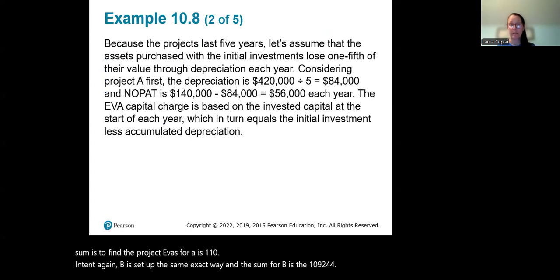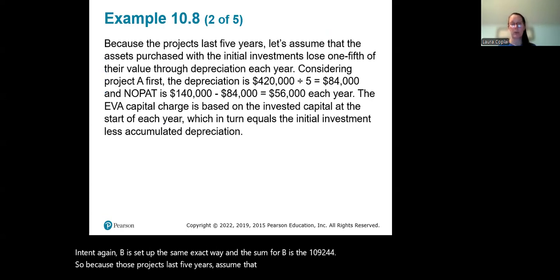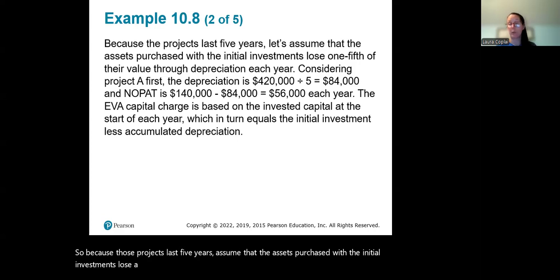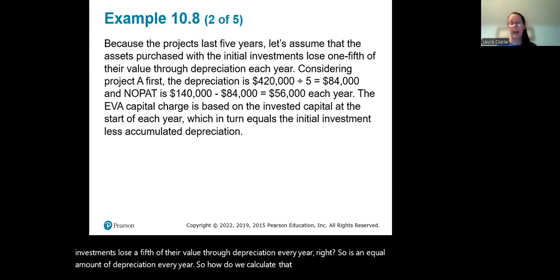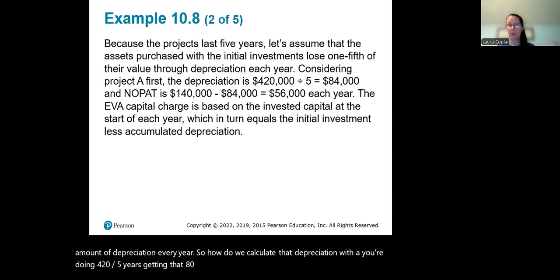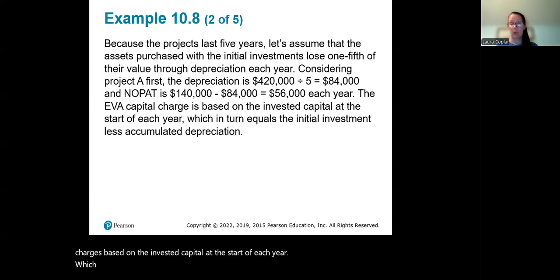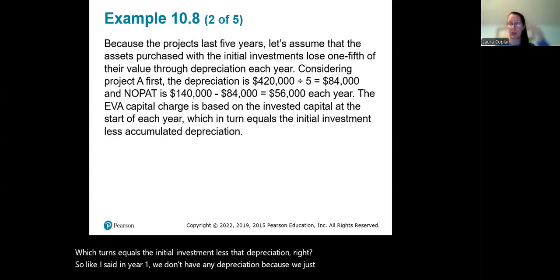So because those projects last 5 years, assume that the assets purchased with the initial investments lose a fifth of their value through depreciation every year, right? So it's an equal amount of depreciation every year. So how do we calculate that depreciation? With A, you're doing 420 divided by 5 years, getting that 84. And the NOPAT is that 140 minus 84 to get the 56. The EVA charge is based on the invested capital at the start of each year, which equals the initial investment less that depreciation, right? So like I said, in year 1, we don't have any depreciation because we just invested that. So it starts in year 2.